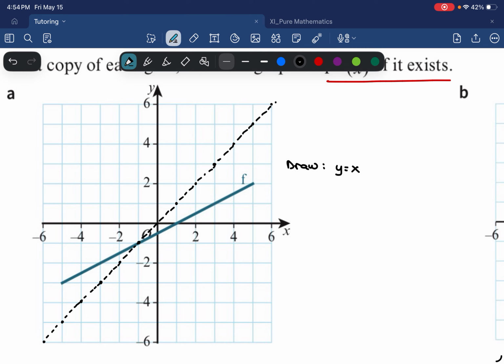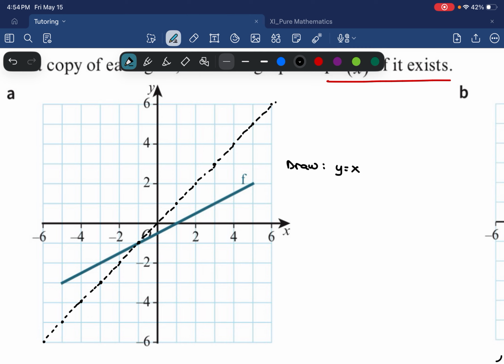Similarly, you have 3, 1. This point is 3, 1. So 3, 1 is on f, so 1, 3 is going to be on the graph of f inverse. Similarly, 5, 2 is here, so 2, 5 is on f inverse. And where y is equal to x and f intersect, this point has to be on both f and f inverse. And then you can just continue.